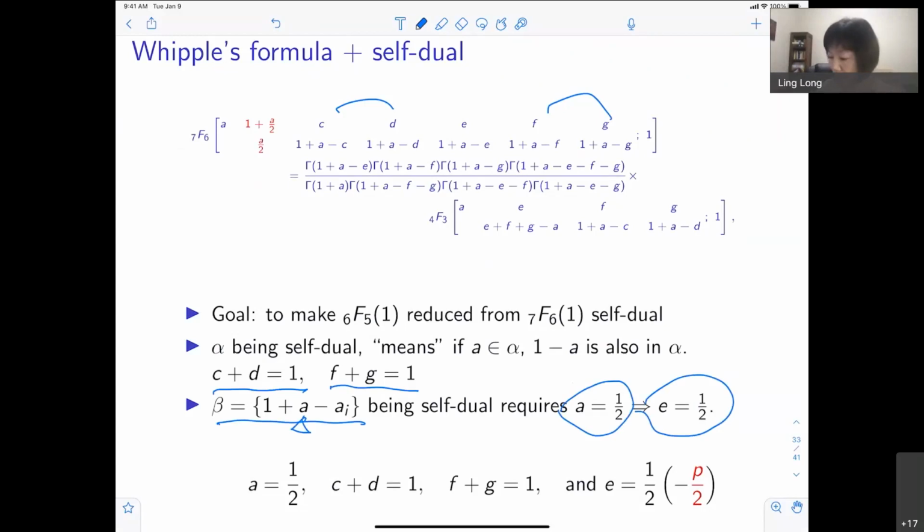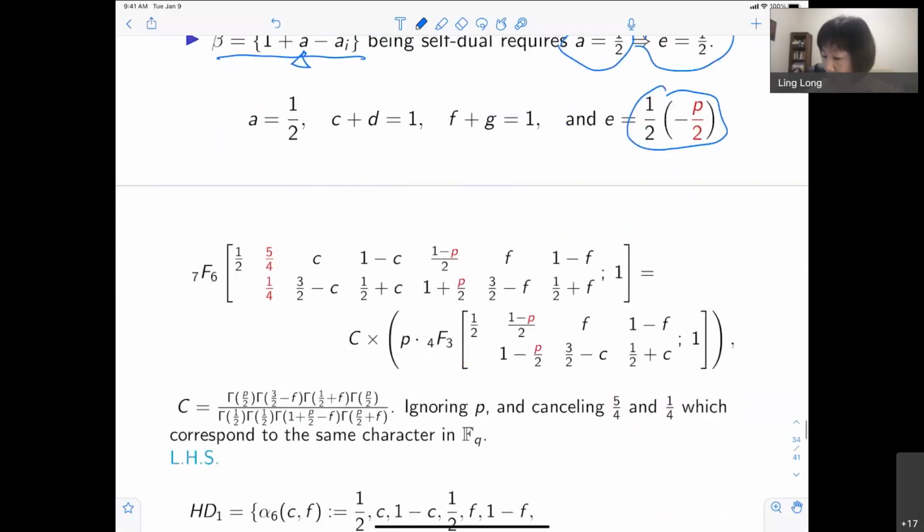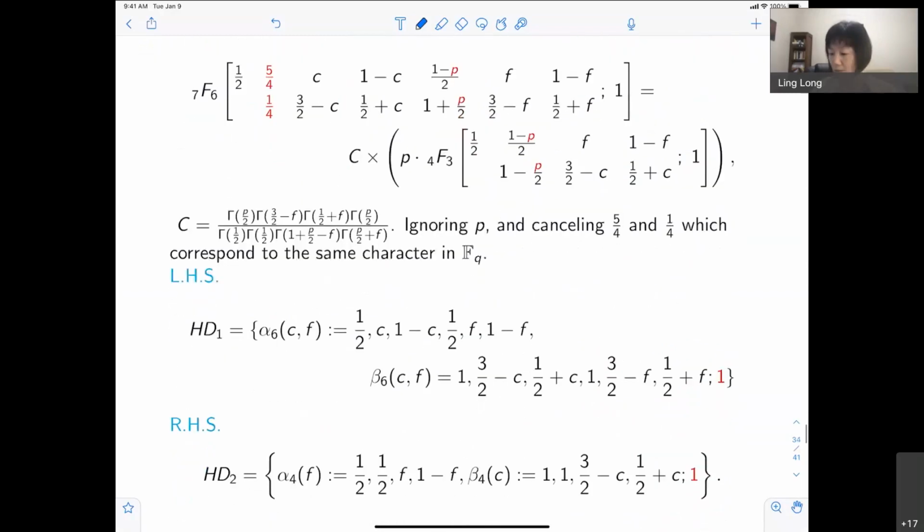Then there is some technicality over here. It's minus p over 2 because, in Whipple's formula, a priori, you need to make sure both sides terminate. That means I need one of the upper parameters to be a negative integer. Otherwise, it's not going to be stated in this way; there is a different formulation. So I put a slight deformation over here to make sure this choice looks like 1/2 is going to be a negative number, so that both sides terminate. But we're going to forget about that when we get to the hypergeometric motif.